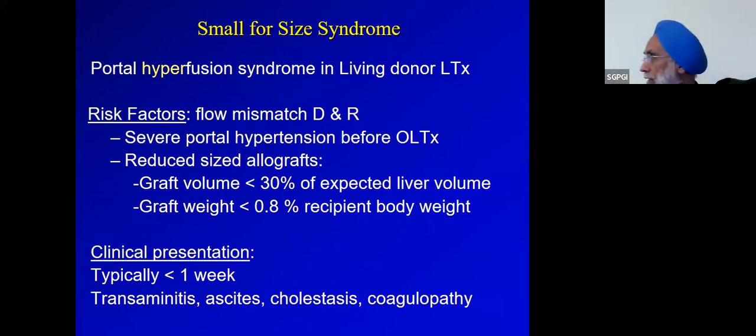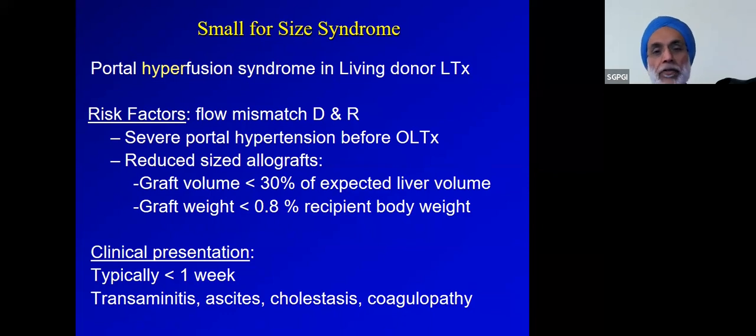What is a reduced size allograft? I think surgeons have various criteria. I've listed two of them. For example, if the graft volume is less than 30% of the expected liver volume, you're giving a lobe which is probably too small. And maybe we can have some surgeons comment on this after. And similarly, you can also get a ratio of graft weight of 0.8% to the recipient body weight.